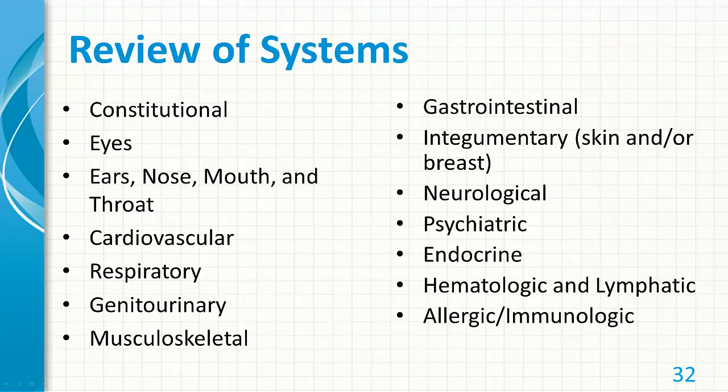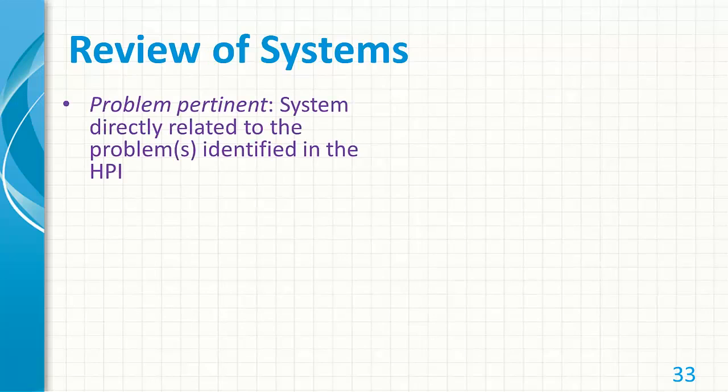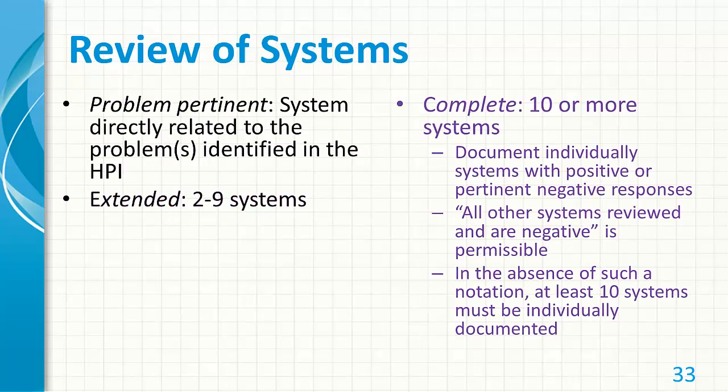For review of systems, CPT recognizes these 14 organ systems. There are three types of review of systems. Problem pertinent is one system related to the problems in HPI. Extended is 2 to 9 systems. Complete is 10 or more systems documented, or systems with positives or pertinent negatives documented, and a statement such as, all other systems reviewed and are negative. Without such a statement, at least 10 systems must be documented individually.